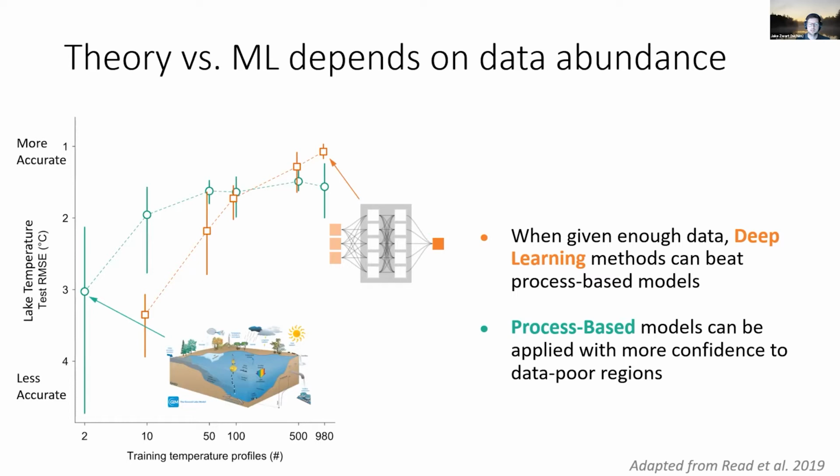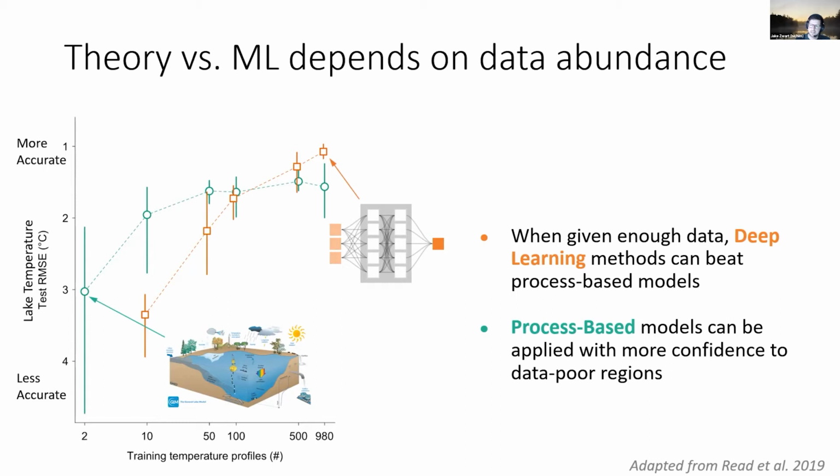training the models on just 2 observations of lake temperature all the way up to 980 days of observations of lake temperature. And then we evaluated their model performance using the root mean squared error as our test accuracy. And on this graph, we flipped the y-axis. So a lower root mean squared error is higher on the axis, meaning a more accurate model, and a higher RMSE, or less accurate, is lower on the axis.